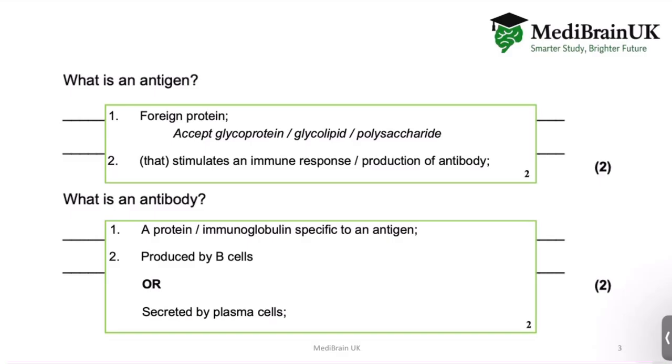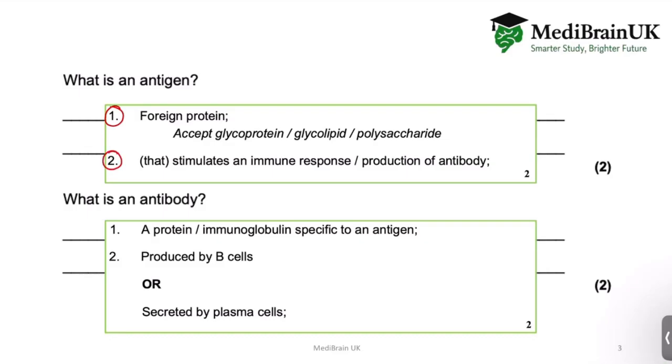If we think about it, your body cells have antigens. Your immune cells know your body cells. They recognize the antigens on your normal body cells, and they're not going to attack your normal body cells because they recognize those antigens. Now, if anything foreign comes in, from a bacteria or from a virus, your body is going to detect those antigens as foreign, and then it's going to stimulate the immune response. So those are your 2 marking points: a foreign protein which stimulates an immune response.